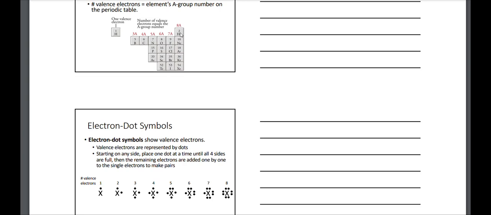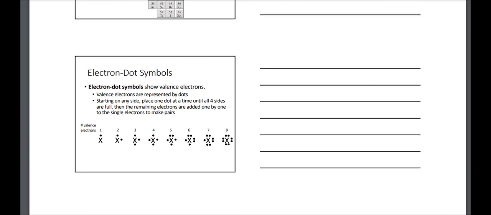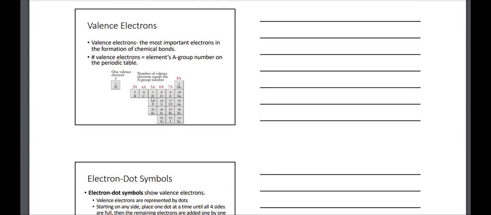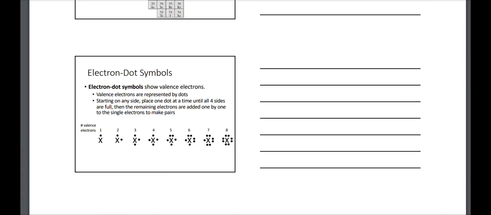If you look at helium, it will have 2 valence electrons. So this is the helium. Boron will have 3 valence electrons, so it will be 1, 2, 3. Now if you look, I'm going clockwise in this case, but it doesn't matter. You can go counterclockwise. You can go either this side or this side when you are positioning the dots representing the valence electrons.